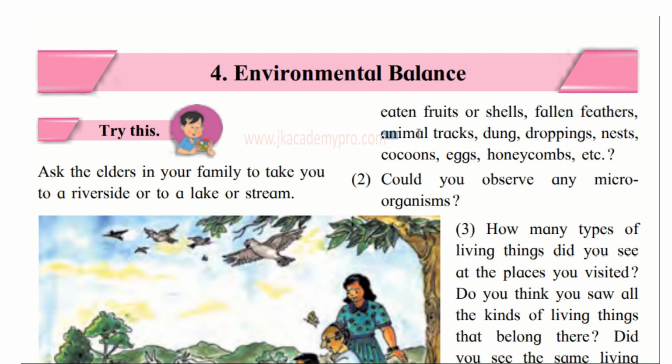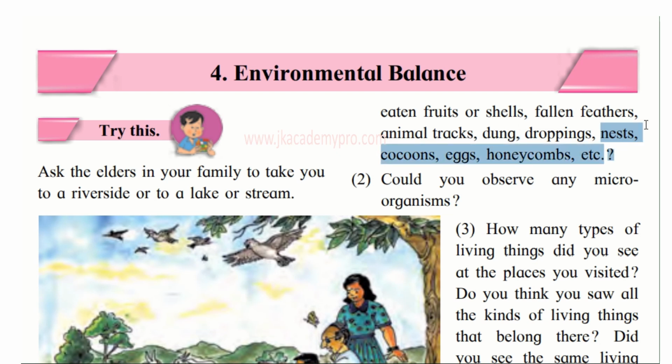Or animal tracks. What are animal tracks? When the animals walk, they leave footprints, isn't it, if the mud is soft and all that? So what kind of animal tracks did you see? Try to see it carefully. Try to judge from the feet which animal it could be. Okay, the dung of the animal, that is, cow dung, and droppings of other animals, the droppings of the goat, the sheep, or maybe the droppings of the birds. And nests, cocoons, eggs, honeycomb. Did you see all these?